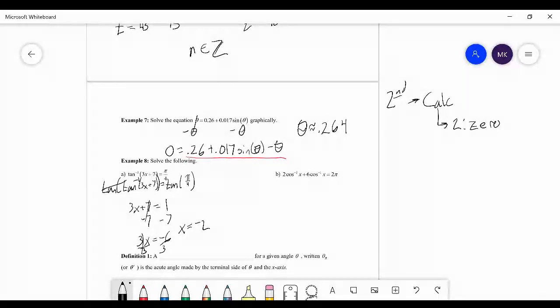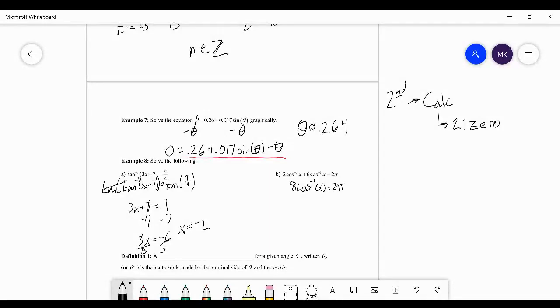Well, that looks a lot crazier, right? But it's not. Notice we have inverse cosine of x and inverse cosine of x. We just have 2 times it and 6. So this is no different than if I just said 2y plus 6y equals 2 pi. Combine like terms. So these are like terms. So I end up with 8 inverse cosine of x equals 2 pi.